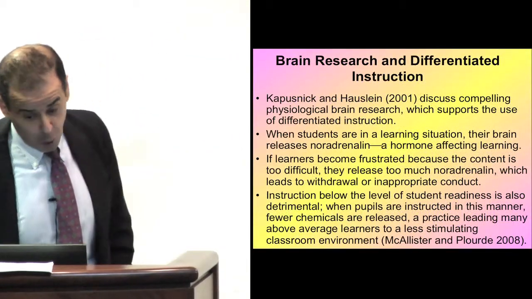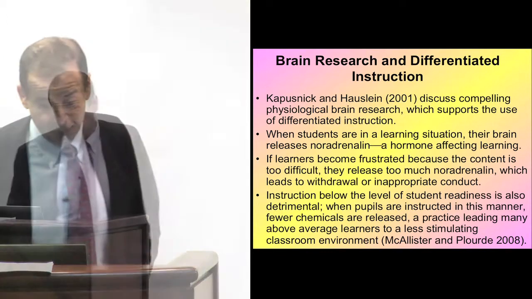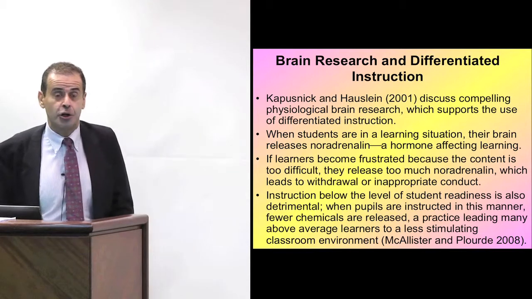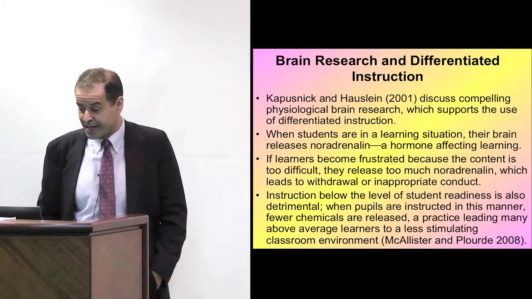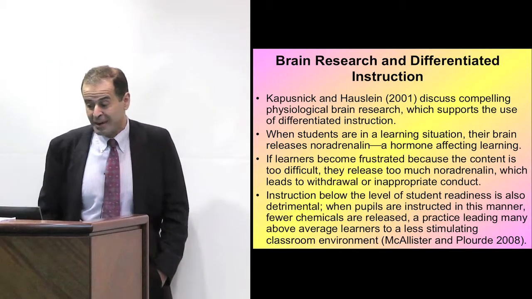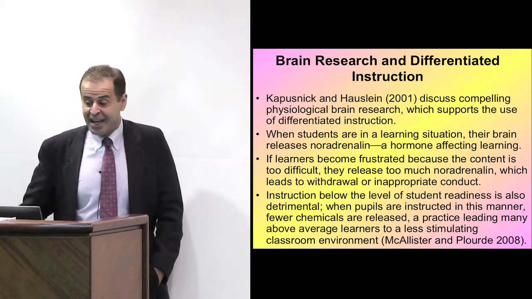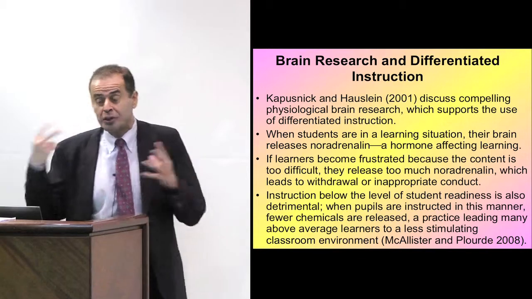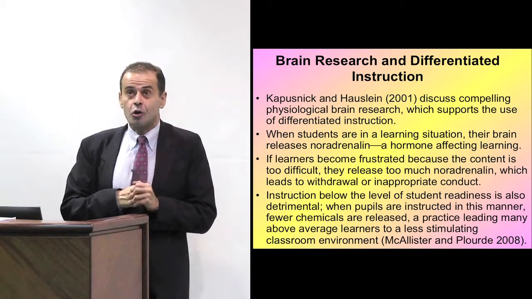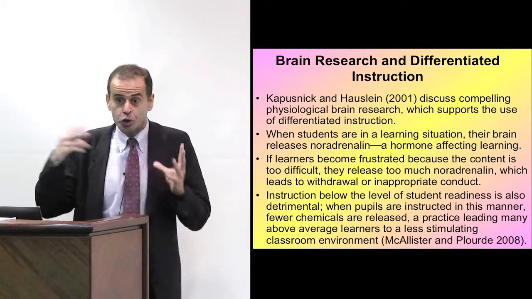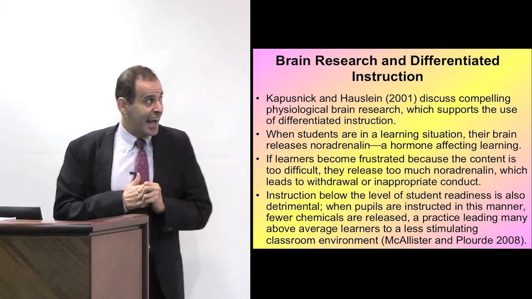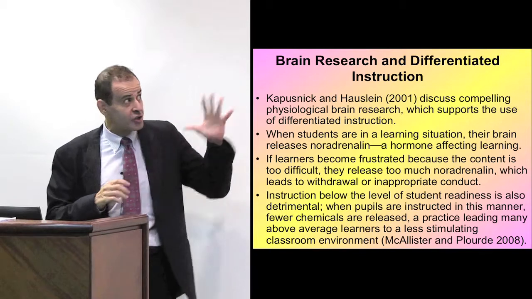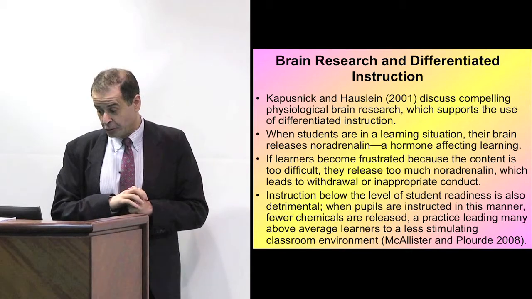Brain research supports differentiated instruction. There was a very good article published in 2001 in a journal called the Kappa Delta Phi Record, which talked about the hormone noradrenaline. And the article mentioned that if instruction is too easy or too difficult, students are going to release either too much or too little noradrenaline, and that's going to lead to some of the problems which we saw in the videotape.